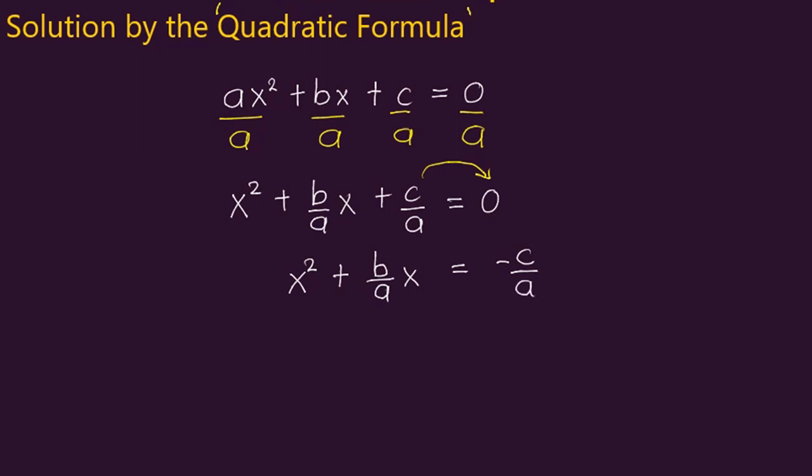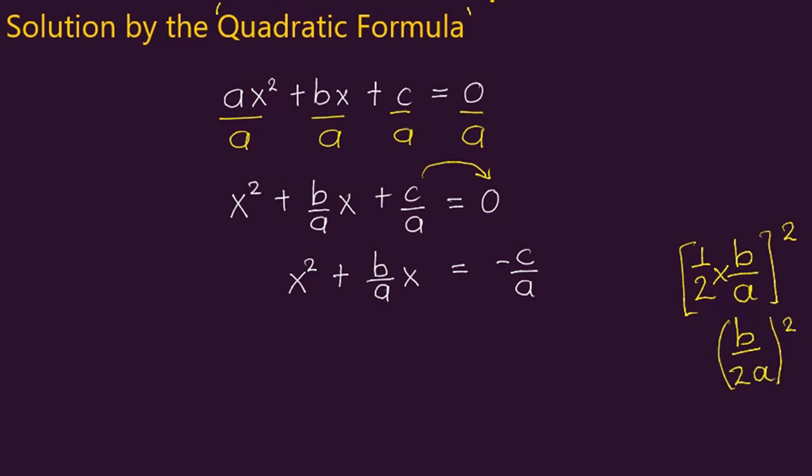Next, I'm going to make the left hand side a perfect square, and remember we said we add half of the coefficient of x, squared. Now in this case the coefficient of x is b over a, and half of that is b over a times half, and then squaring it. So this is b over 2a squared. That's what we'll be adding to x squared plus b over a of x to make a perfect square. So we add plus b over 2a squared.